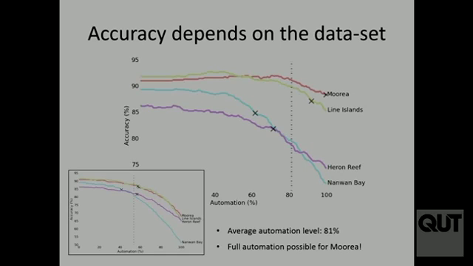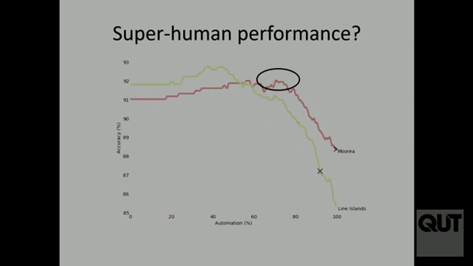Now, if I'm just zooming in on this top part of the graph, you can see something kind of interesting. You start with about 91% accuracy for Moorea, and this is fully manual, all expert annotations. Then as you start mixing in really confident machine predictions, you actually go up instead of down. So you go up about 1% higher than what you started with, and then at the end you plummet down.